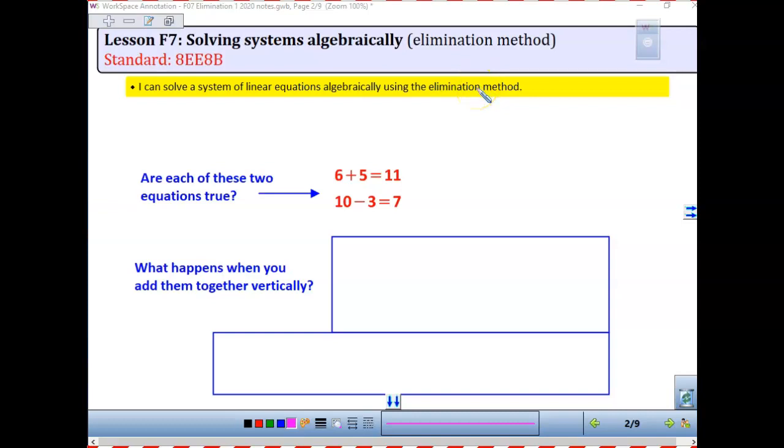Going to happen is we're going to take a quiz next Tuesday. You're going to have to solve by graphing and then solve algebraically. There's two ways to do it algebraically: the method we've just been working on, substitution, and now this next one, elimination. When you think of the word elimination, you think of getting rid of something, right? So we're eliminating something.